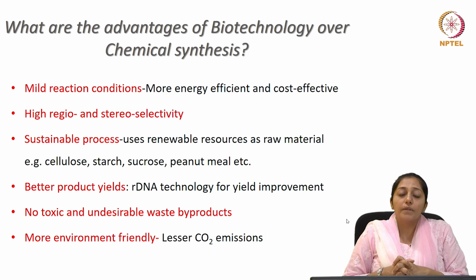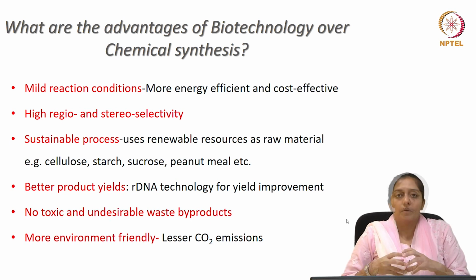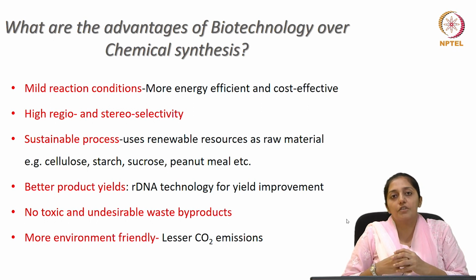Now, biotechnology driven processes are more sustainable in nature because they mostly use renewable resources as raw materials or substrates, like for example cellulose, starch, sucrose, peanut meal and many others. Biochemical reactions are also amenable to optimization, which means there is scope to improve the product yield by changing the process conditions, and they are controlled reactions.